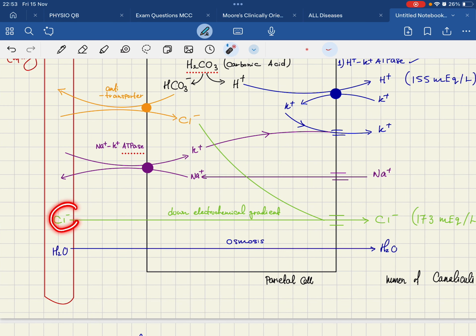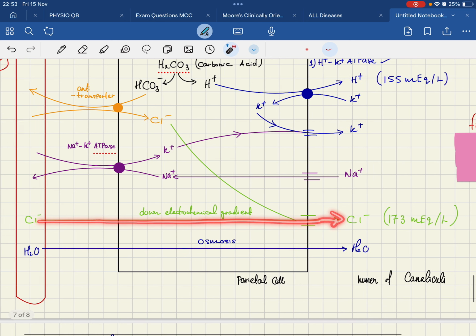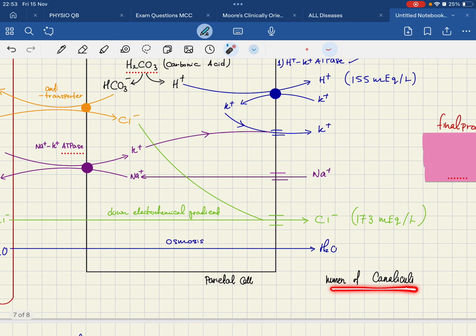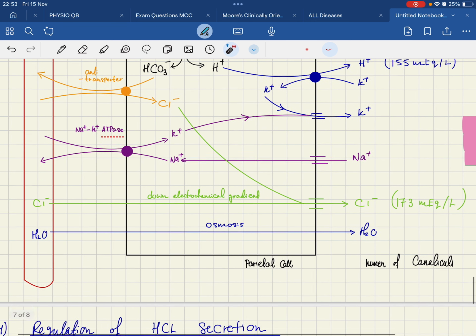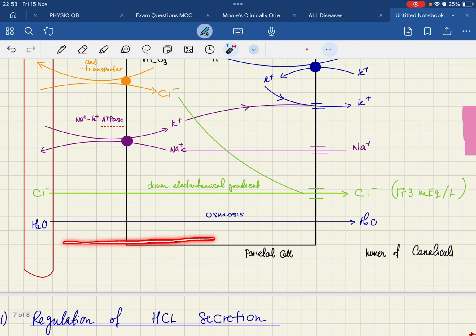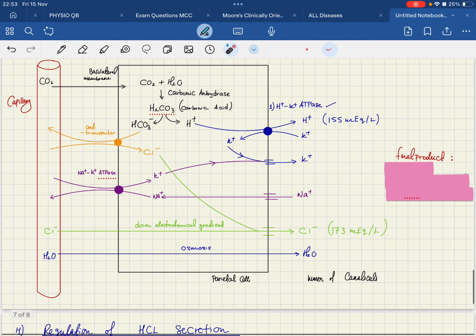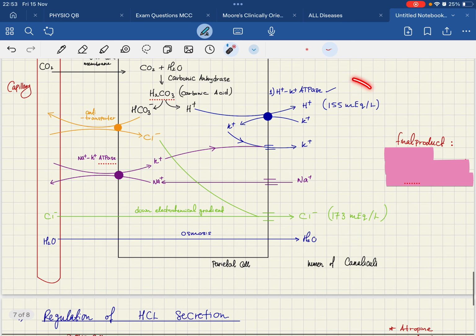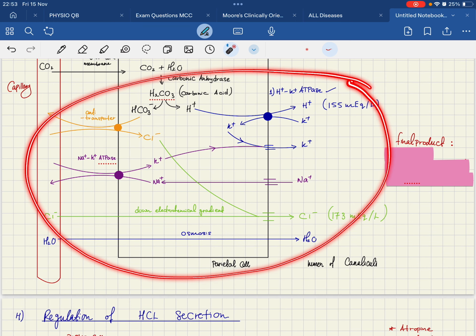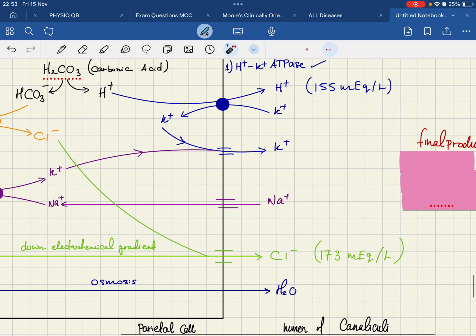As you can see, chloride here moves down its electrochemical gradient into the lumen of the canaliculi, and then water is transported into the lumen through osmosis. So why did we do all of this? The only reason is we need H plus and Cl minus to form HCl.